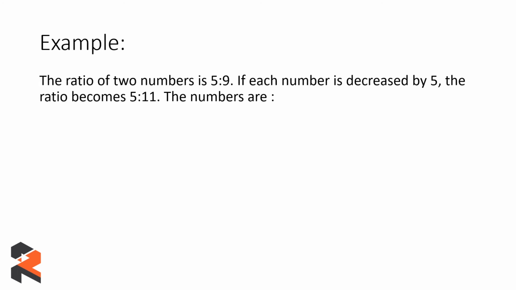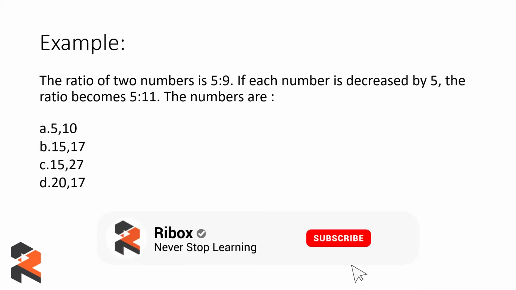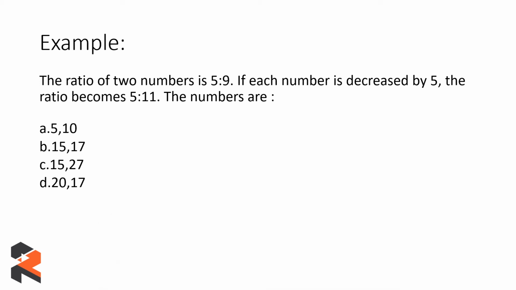Let's look at an example of the above theory which we read now. The ratio of two numbers is 5 is to 9. If each number is decreased by 5, the ratio becomes 5 is to 11. What are the numbers? So we have been given some options here, and I would like you to think about it. And also there is a trick which you need to guess: if there is a decrease in the number or there is an increase in the number. That is the whole trick over which this problem could be solved.